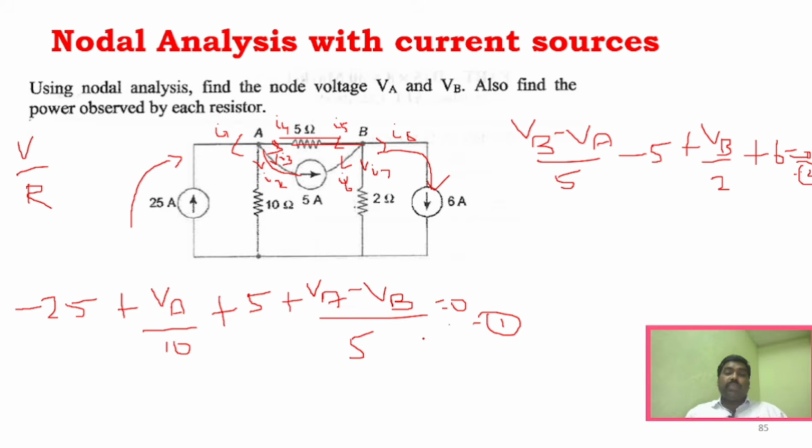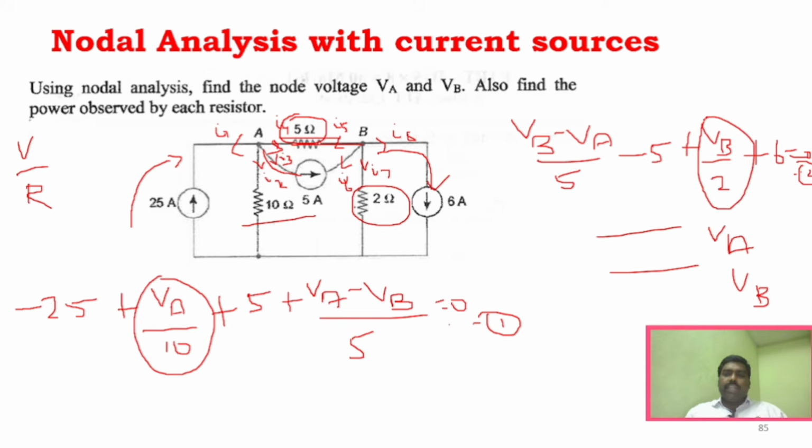Now you simplify expressions 1 and 2, you will get two equations, and if you solve those two equations, you will find the VA and VB values, right? But we need to find the current across each resistor. After finding VA, if you substitute the value here, you can find the current across this particular resistor. Similarly, to find the current across this resistor, you have to substitute VA and VB. And to find it for this particular resistor, you use VB divided by 2, right? The procedure is the same. The only thing is, if the current source is approaching toward the node, it is negative. If it is moving away, then it is positive.